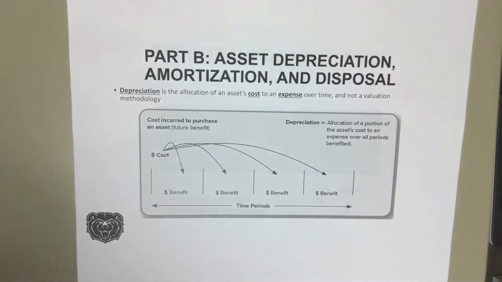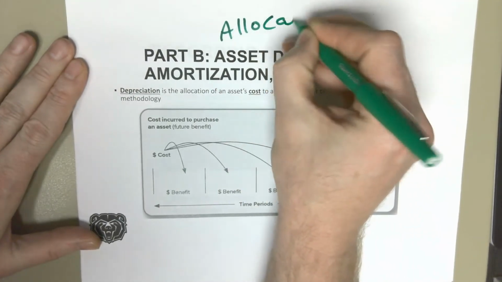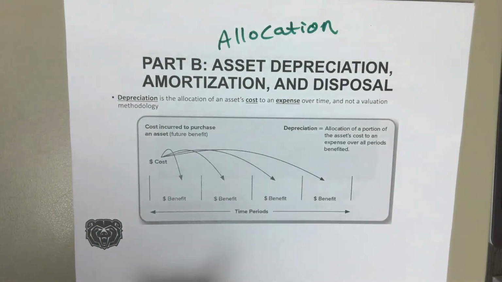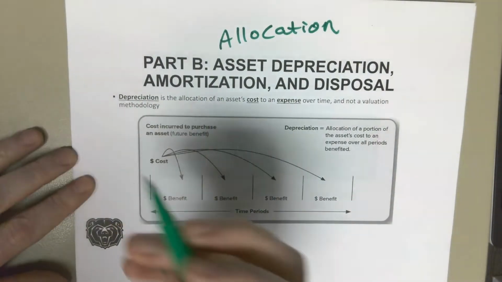So now we're going to talk about the amortization, depreciation, and disposal of assets, right? This is the fun part. This is the part that accountants love. This is allocation, right? Us nerdy folks in accounting, we love to allocate things. We live for it, right? So let's talk a little bit about what is depreciation.